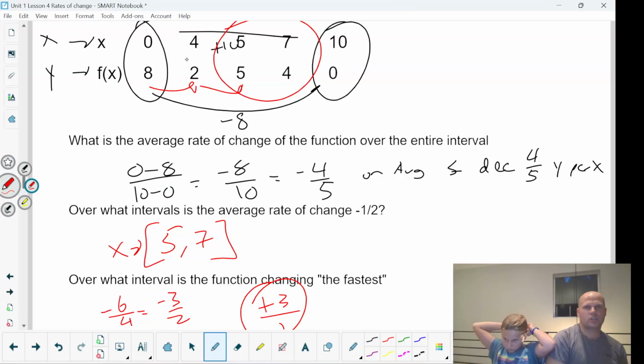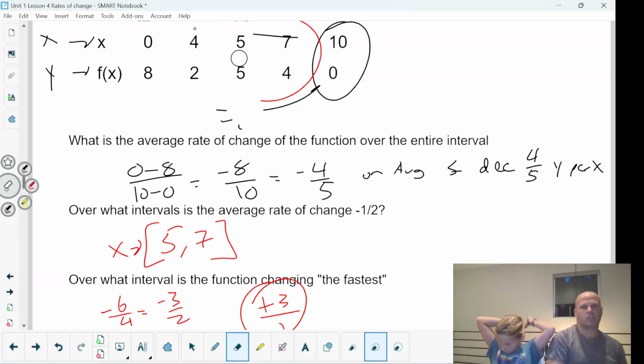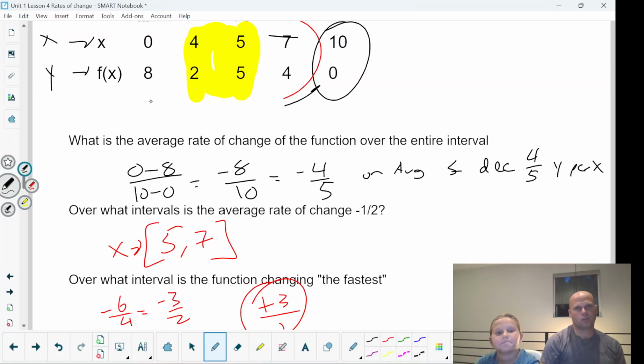And all of a sudden, we would say that even though the net change is bigger, the rate of change with the x's and the y's being considered would be from 4 to 5, because that's how we can compare. We have minus 6 over 4 versus plus 3 over 1. I would say that's like a bigger absolute value number. Cool.